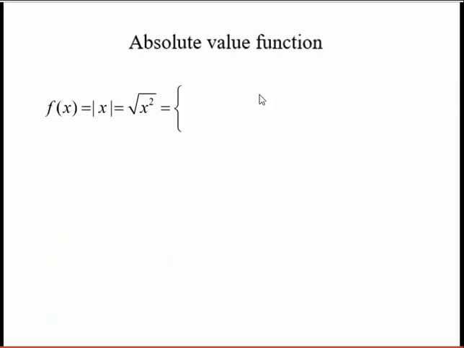Absolute value function. The definition of the absolute value function you may write as square root of x squared or absolute value of x. It is defined as follows. You can say x when x is greater than or equal to 0, and then negative x when x is less than 0.